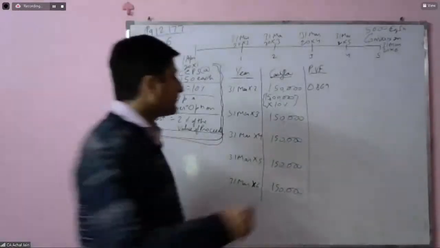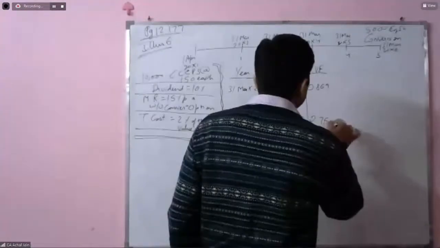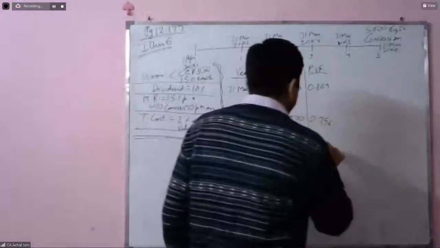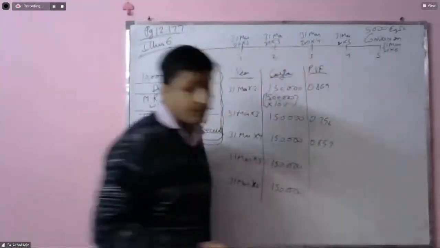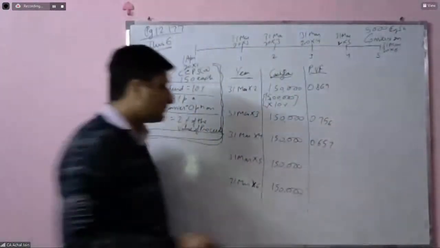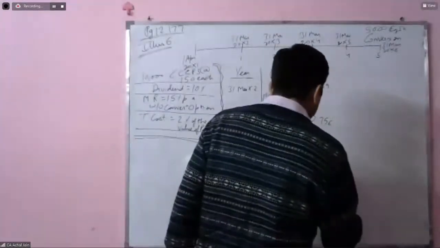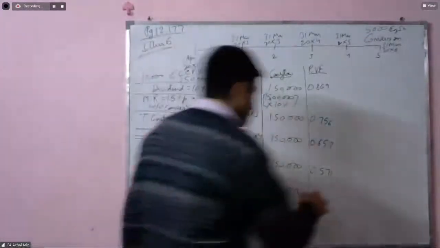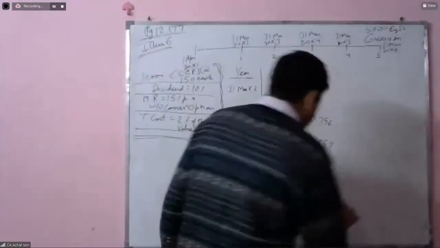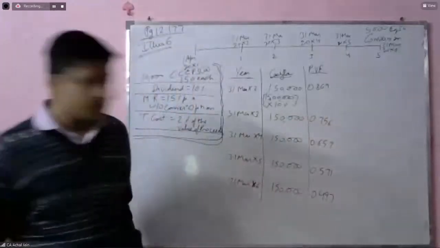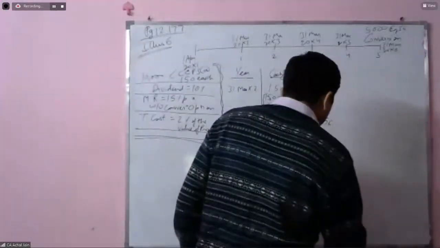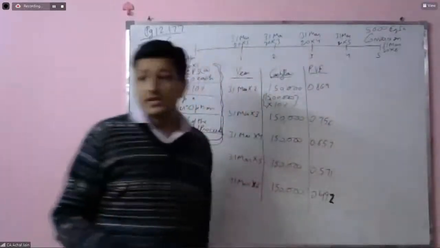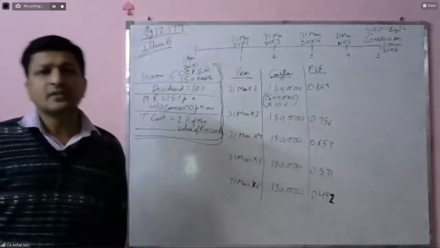Then 0.756, then it's 0.657, then it's 0.571, then it's 0.497. Sorry, it's 0.492. It will become 0.492. See, I have not written 6 decimal places, but I'll pick up the solution which is given in the material only.